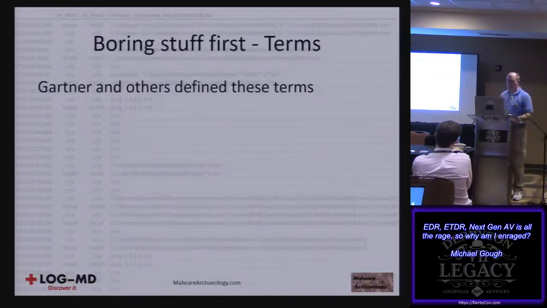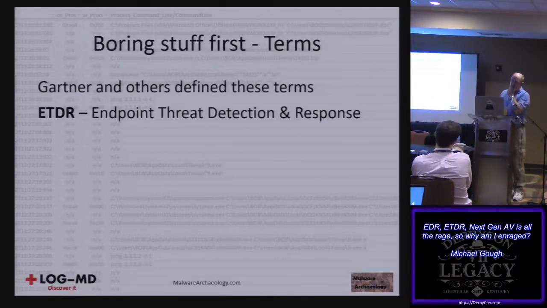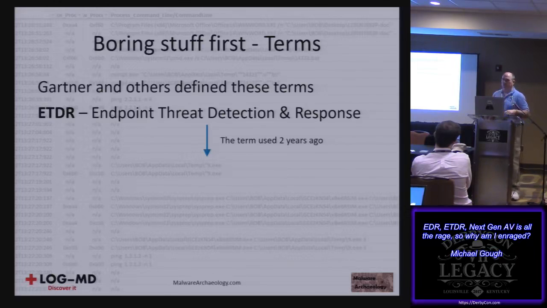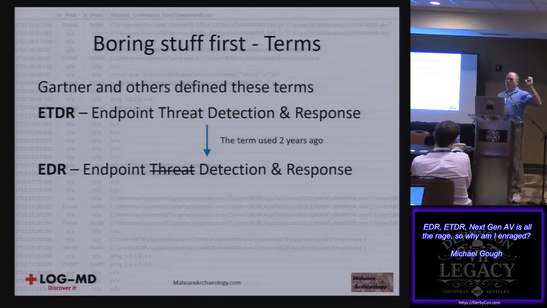But we wanted something that alerted us not only when you're on the corporate network where IPS works, but off it, for all those laptops and roaming users, home users, over the VPN, that sort of thing. So let's talk some boring terms real quick. Gartner and others define these terms. ETDR, Endpoint Threat Detection and Response, right?